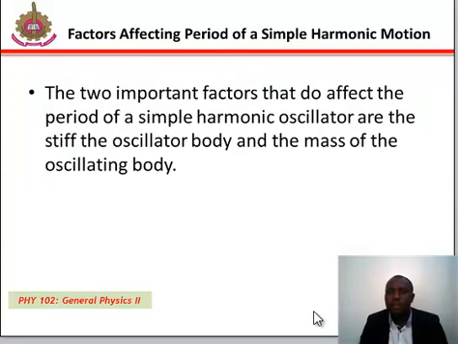The two important factors that affect the period of a simple harmonic oscillator are, one, how stiff the body of the oscillator is, and two, the mass of the oscillatory body. The period is related to how stiff the system is. A very stiff object has a large force constant K, which causes the system to have a smaller period. For example, you can adjust a diving board's stiffness. The stiffer it is, the faster it vibrates, and the shorter the period.